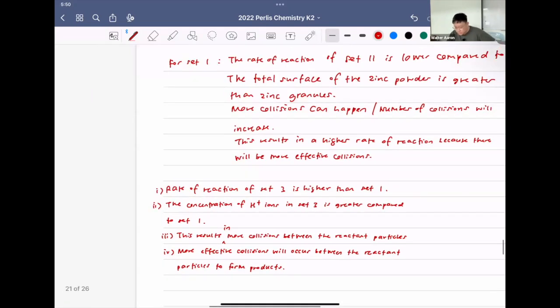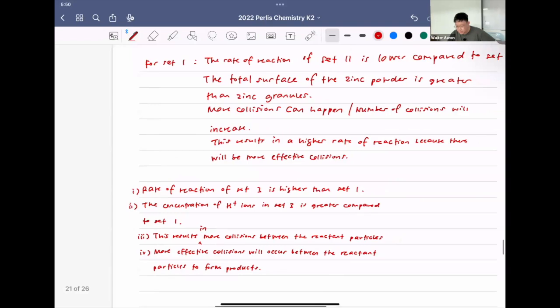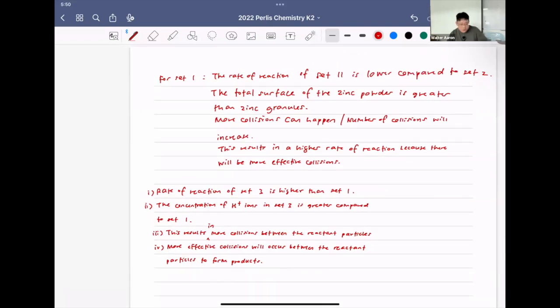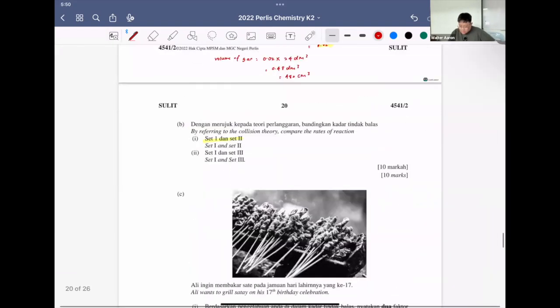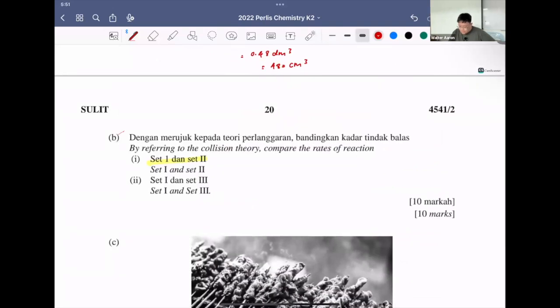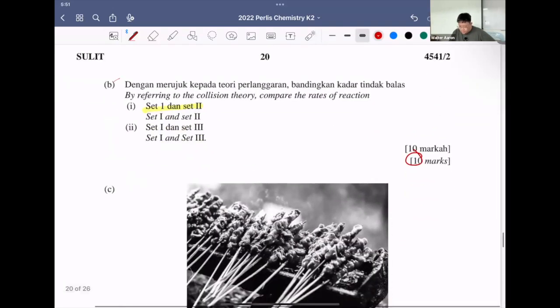So if you can explain all those in detail, I think that should be enough for you to score a total of 10 marks for comparing the rates of reaction by using collision theory to explain. I think what is very crucial is that you must be able to talk about the concentration of ions, talk about the frequency of collisions between the reactant particles, and also mention the effective collisions between the reactant particles, which result in the formation of products, and then only will you be able to get all the marks. Okay, so that is pretty much for this particular question B. If you write everything correctly, you should be able to get a total of 10 marks.